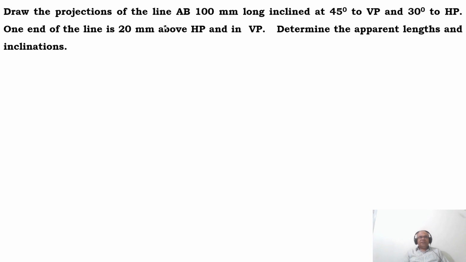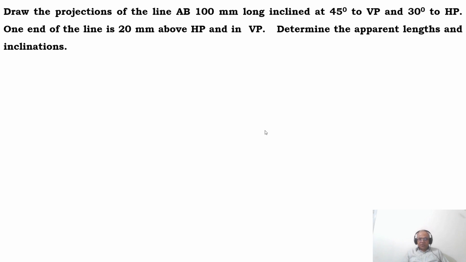So the problem reads, a line AB 100 mm long. Since it's the line AB, that means he has given the true length of the line. And then he has given the inclinations: 45 degrees to VP, that is phi is given to be 45 degrees, and 30 degrees to HP, that is theta is given as 30 degrees to HP. One end of the line is 20 mm above HP and in VP.